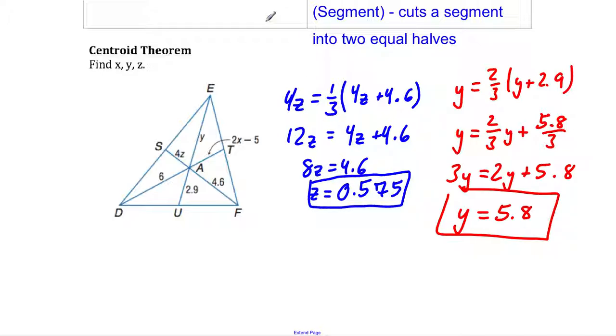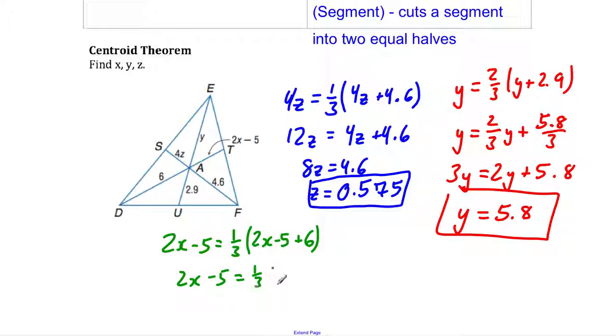And then finally, I have x. So x is this distance. That's the 2x minus 5. And again, that's going to be 1/3 because it's a smaller segment. 1/3 of 2x minus 5 plus 6. So this whole distance. So we get 2x minus 5 is equal to 1/3 2x plus 1.